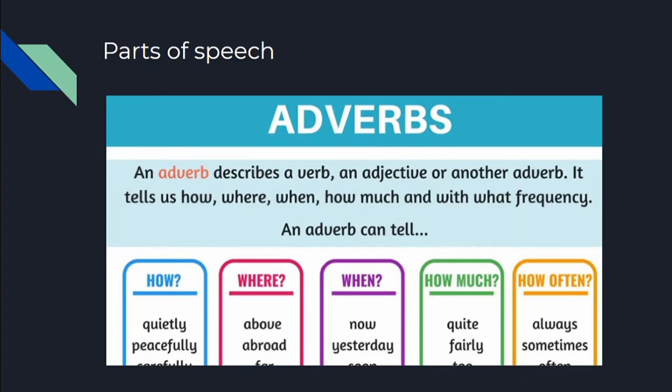To tell someone where, we can use above, about. To tell someone when, we can use the words now, yesterday, tomorrow. And to tell someone how much, we can use quite, fairly. And the last one is how often, we can use always, sometimes, often.